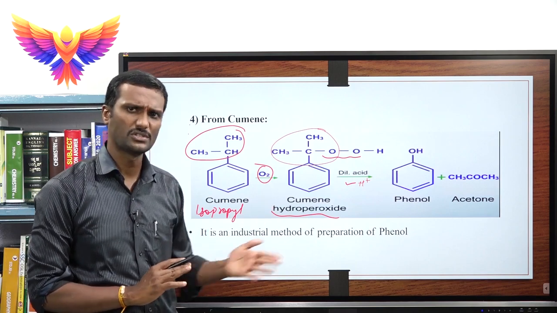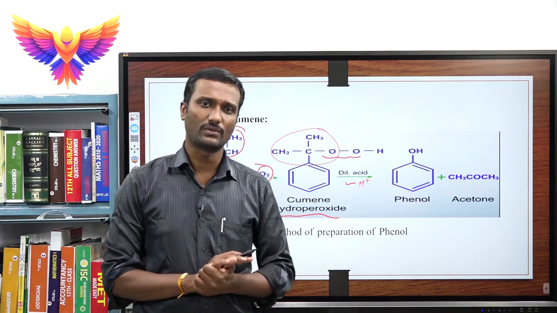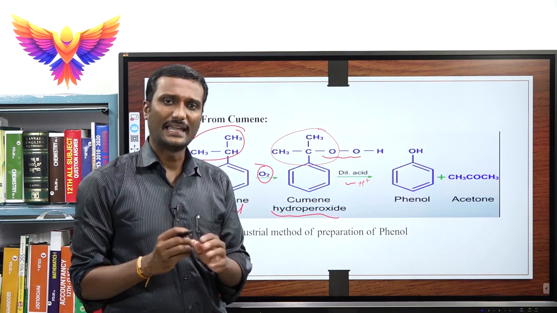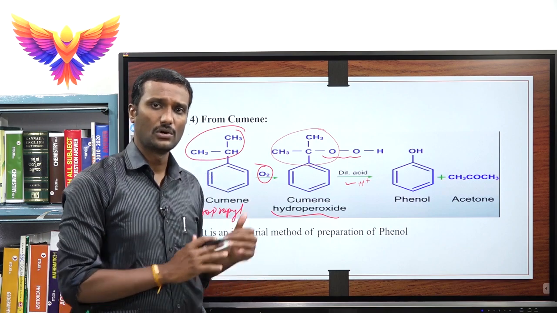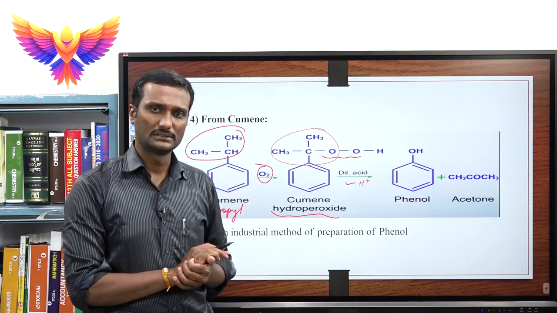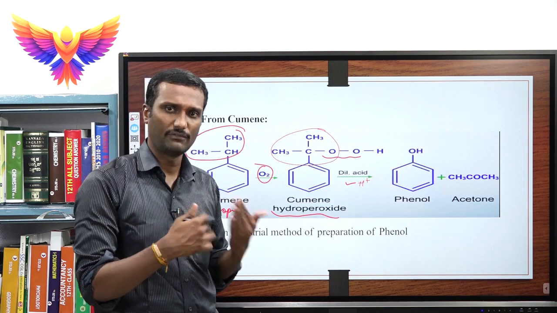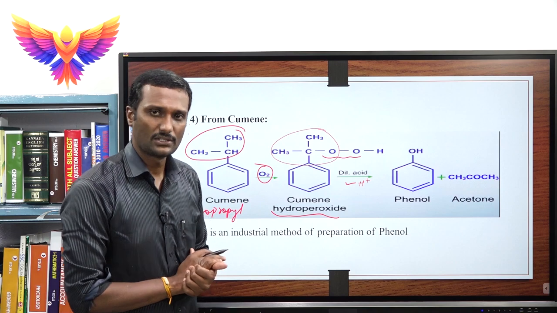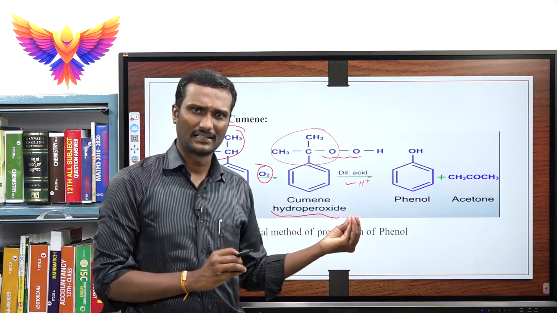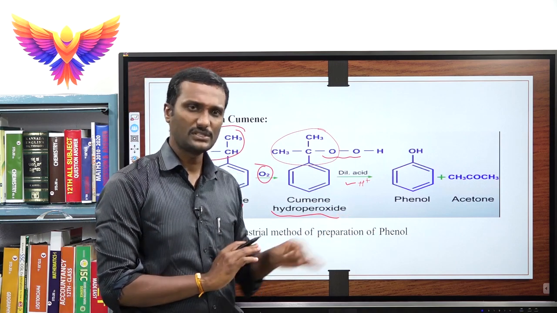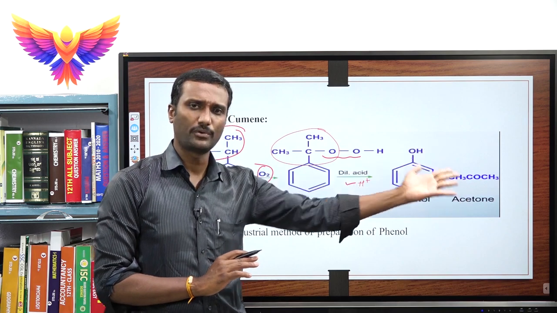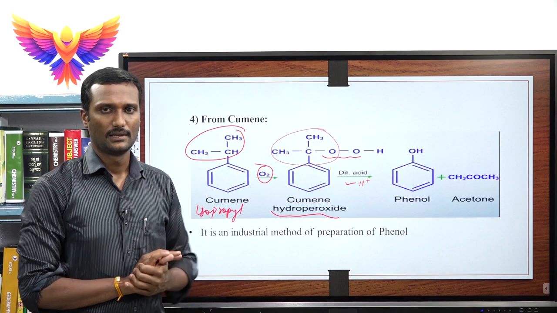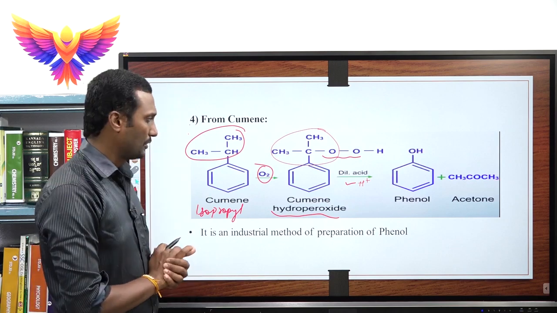Because we know the ketone, or acetone, is one of the byproducts that we use as nail polish remover, and also to clean a whiteboard, when a marker pen mark is not removed, then we use acetone. It is very volatile in nature. Because of that property it is very important, that's why we use this method in industry to prepare phenol plus acetone. So I hope you understood.